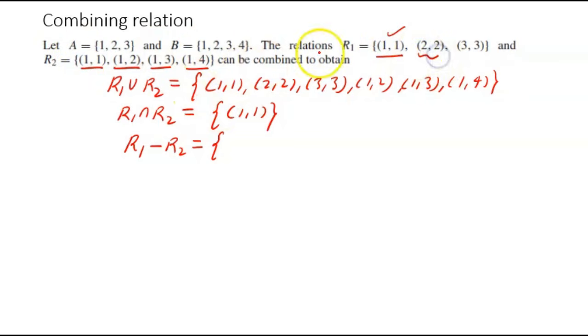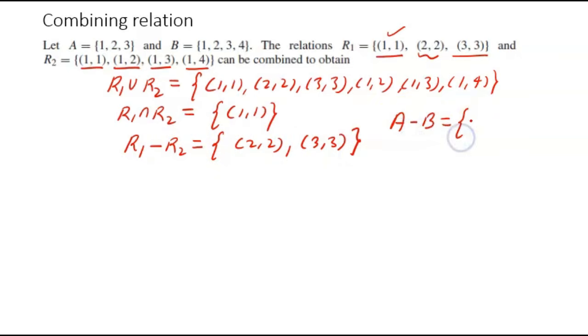What about 2 comma 2? 2 comma 2 is present in R1, so I am writing 2 comma 2, and it is not present in R2, that is why I have written it. What about 3 comma 3? 3 comma 3 is present in R1 but it is not present in R2, so I am writing 3 comma 3, right? There are no other elements in R1, so I am just closing it, and this is how we define R1 minus R2. I hope you remember that when I define the subtraction of two sets A minus B, I write those elements X which are in A, X should be in A and X should not be in B. So that is how you define R1 minus R2.